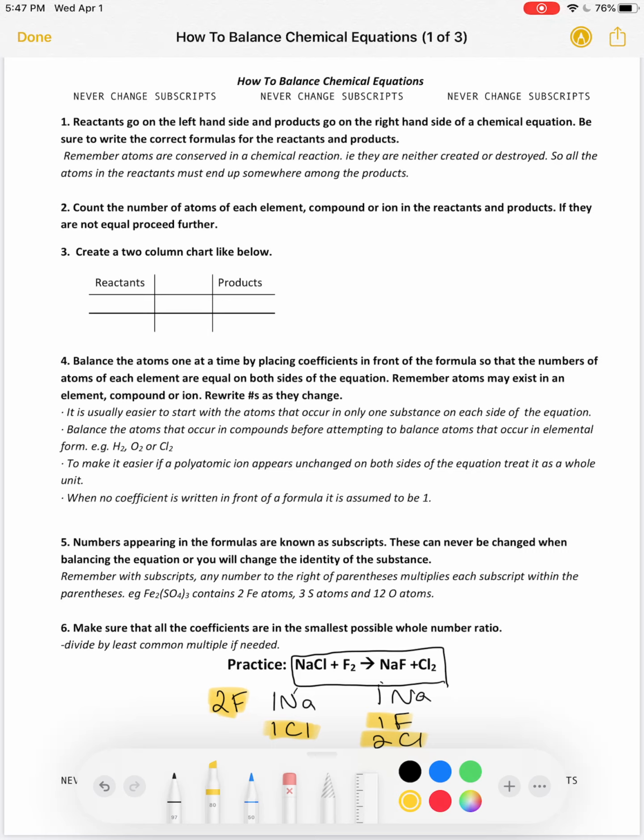Okay, so what I'm going to teach you today is how to balance them. Now, the way that I balance them to start you guys off is by using a chart that looks like this, a reactants and products chart. When we get started, I want you to show your work using a chart like this.